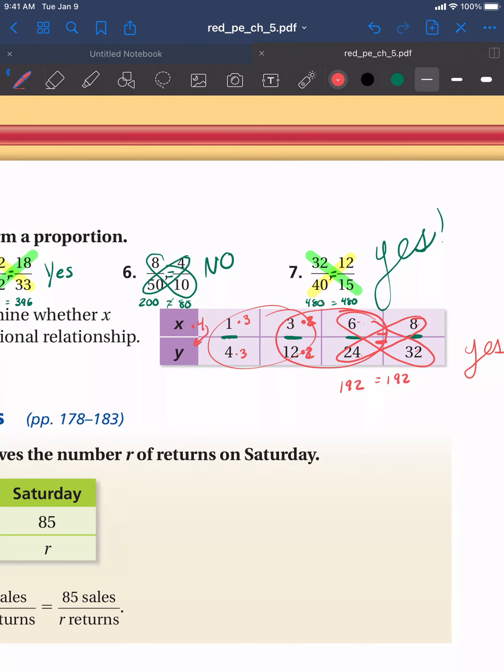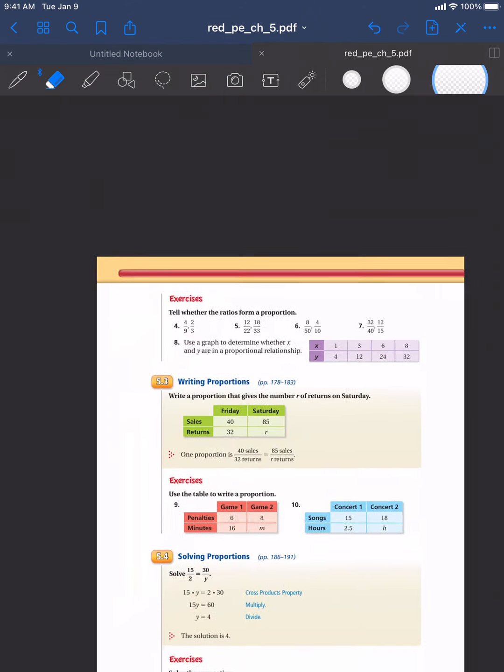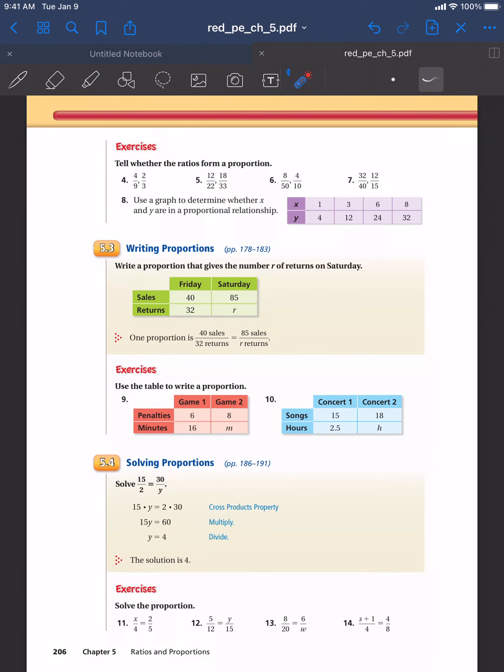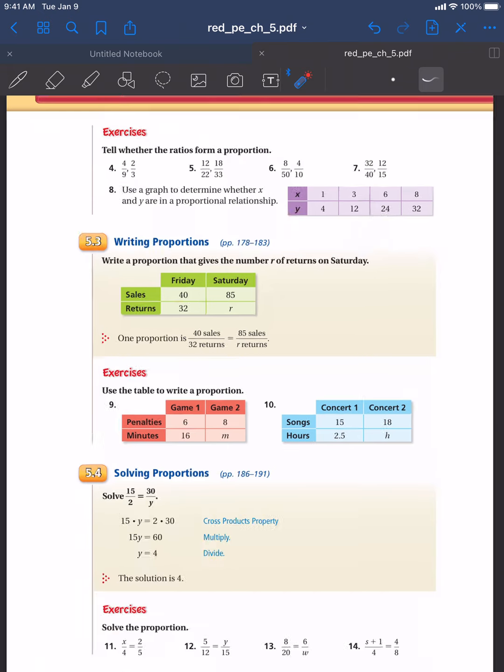If you had a box like this and it said, is this a proportional relationship? Do you feel confident that you could figure out if it was or not? Probably. Okay. That's all I need to hear. So let's move on. Go ahead and in your notes write 5.3, writing a proportion. So 5.2 is all about telling if they are proportional, right? Easy, cross multiplication, good stuff. 5.3 says writing a proportion.